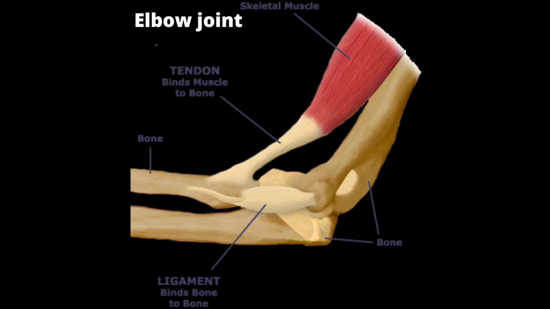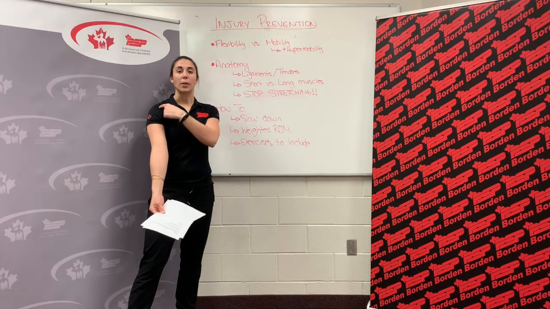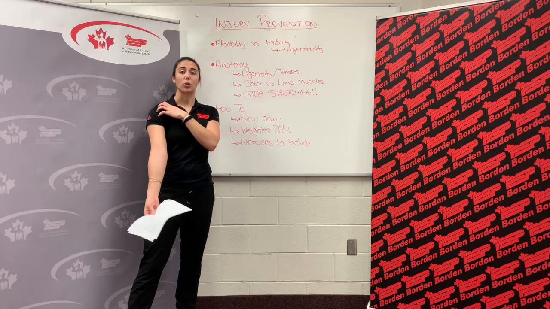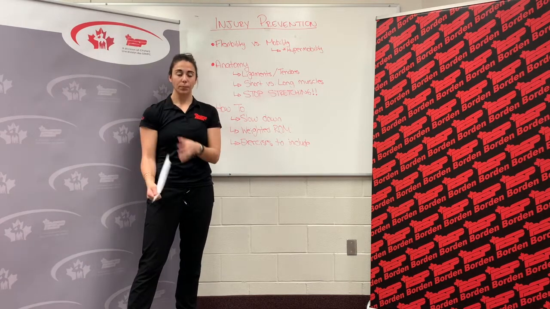A tendon also connects to a bone, but it connects from a muscle into a bone. So your bicep tendon is the tendon that connects from your bicep up into your shoulder to hold the bicep onto your shoulder and allow you to actually move your elbow and move your shoulder. Okay?